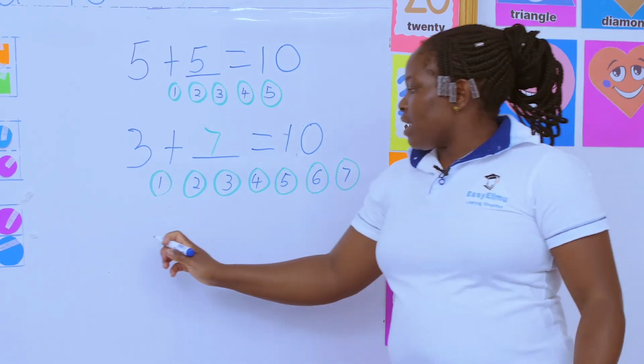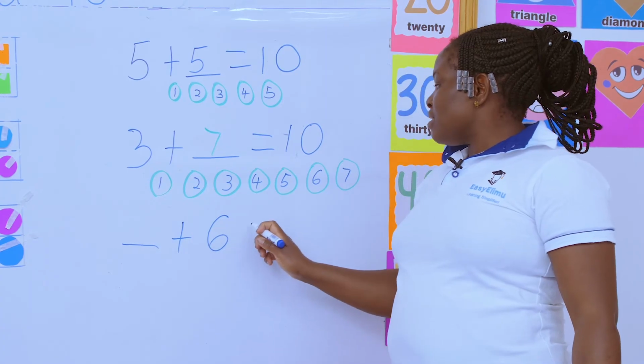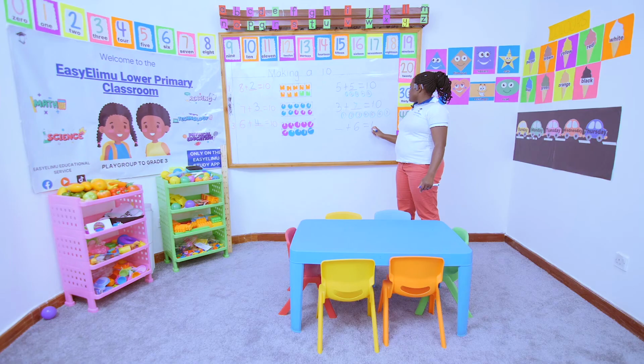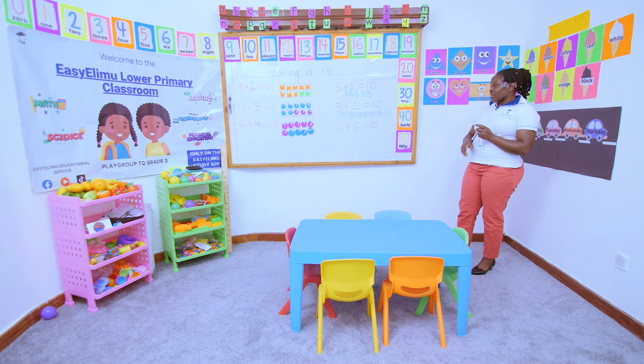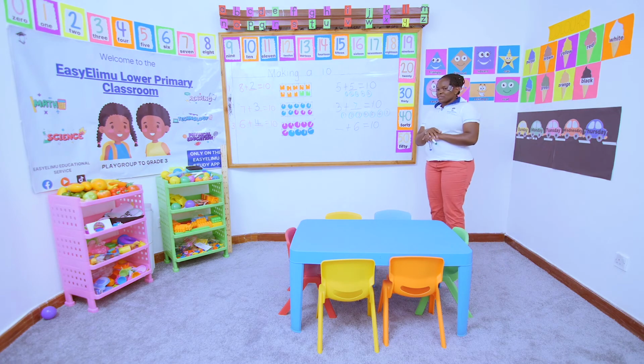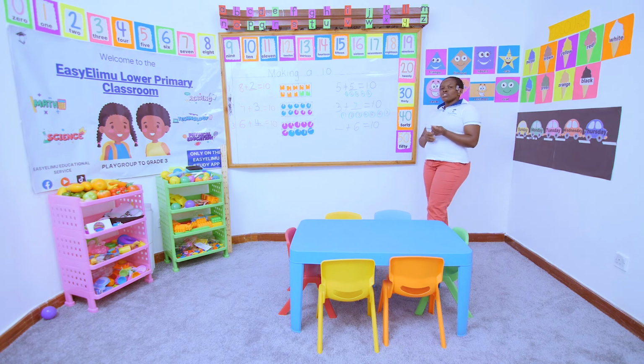Someone is asking me, teacher, what if I have the dash, the missing number as the first one? The number is dash plus 6 makes a 10. So you're asking yourself, the same way, I have 6 counters, but I need 10. How many do I need to add on 6 to get a 10?